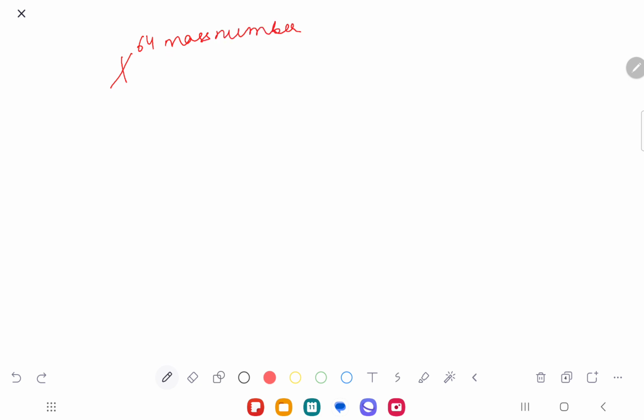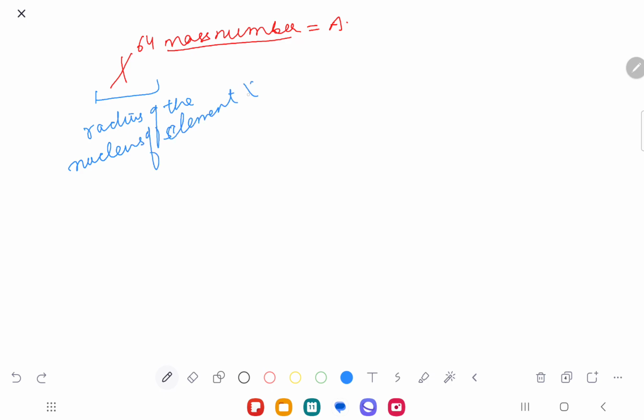So mass number is 64, so mass number is nothing but A. And I want you to calculate the radius of the nucleus of such an element. Radius of the nucleus of element X. X is an atom. So you know the formula now. R of X nucleus is equal to R of hydrogen's nucleus times A raised to power 1 over 3.